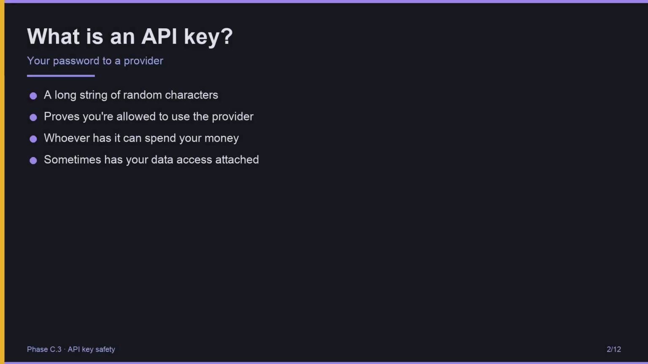What is an API key? A long string of random characters. Proves you're allowed to use the provider. Whoever has your key can use the model on your dime, spend your money, hit your rate limits, sometimes access data you've stored with the provider. Treat it like a credit card number, basically.